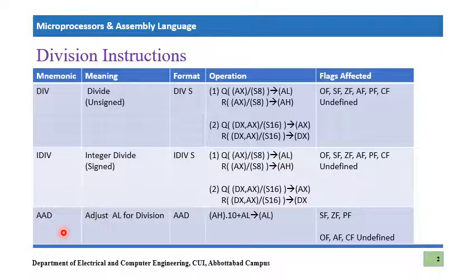Okay, the last instruction that we are going to cover is called AAD, or ASCII adjust AX before division, the adjustment of the AL register for division.